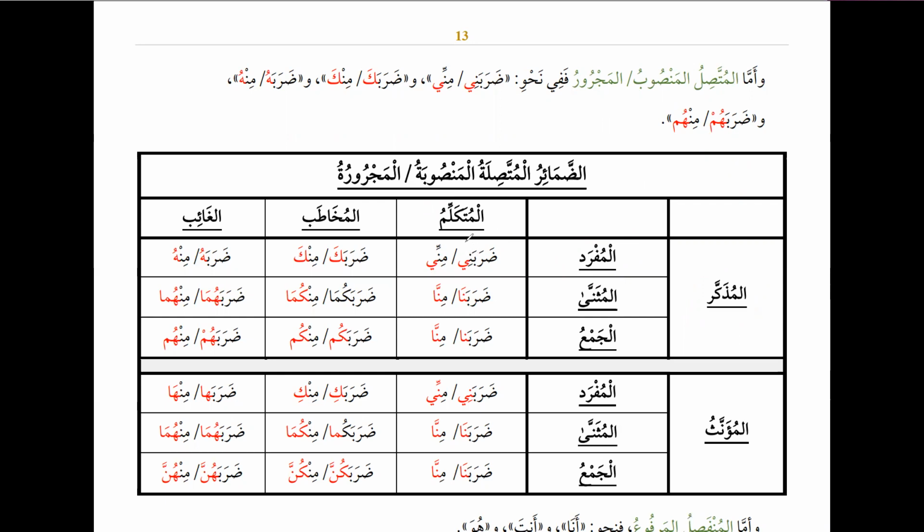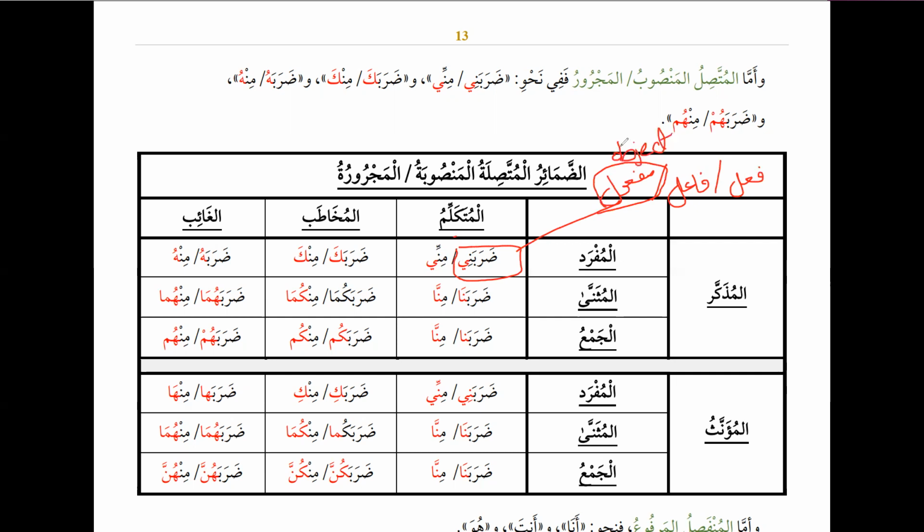Where is the pronoun here? Where is the fi'l first of all? And where is the pronoun? Also tell me where is the fa'il. Just before you answer, let me just point out for you. This sentence, darabani, has 3 to 4 things. It has a fi'l, that's the verb. It has a fa'il, that's the doer, the one who did the fi'l. And then we have an addition, maf'ul, which is the object.